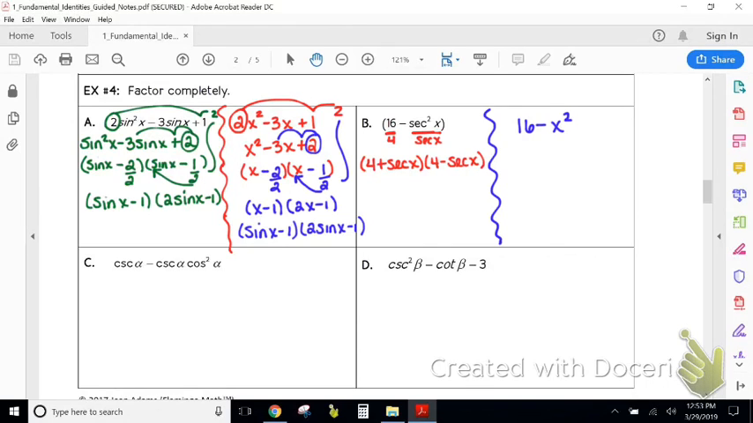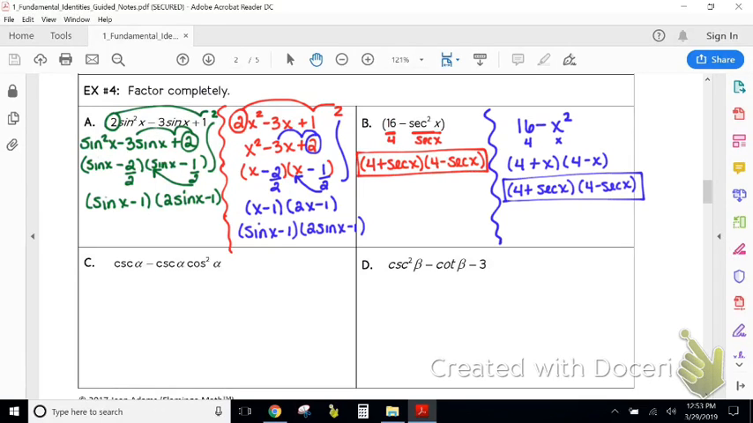Can I factor that any further? No. They're not difference of squares. They're only 2 terms. All right, if you're doing the other way, you would have said the square root of 16 is 4. The square root of x squared is x. So you would have said 4 plus x, 4 minus x. You can't factor it any further, so just replace the x. So 4 plus secant and 4 minus secant, of course, with x. Either way, we get the same answer.